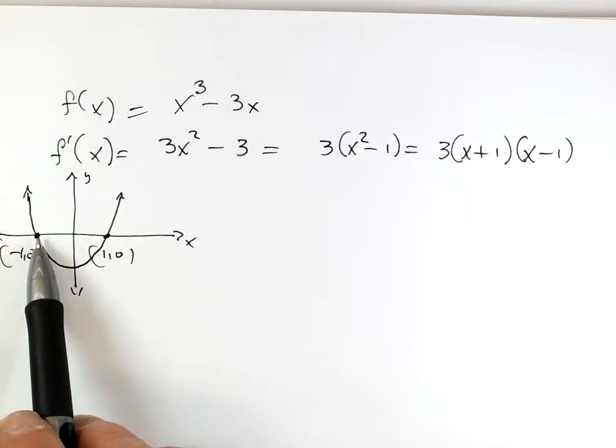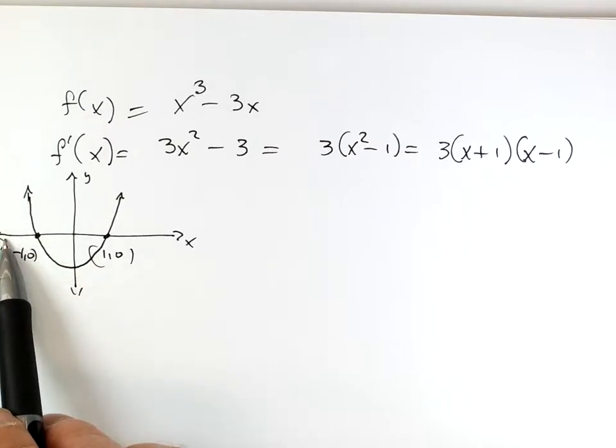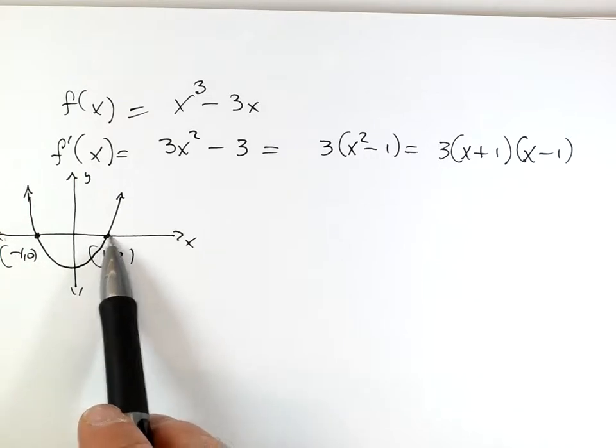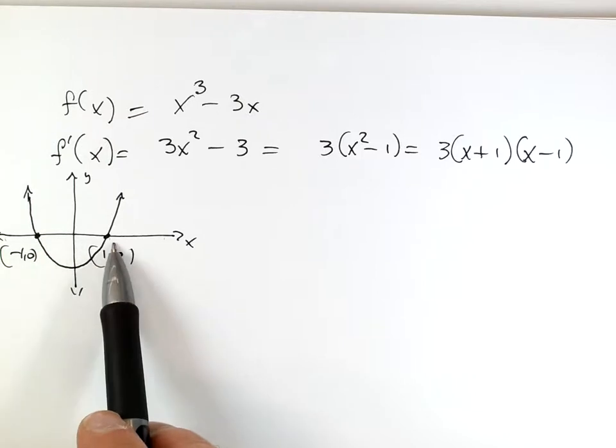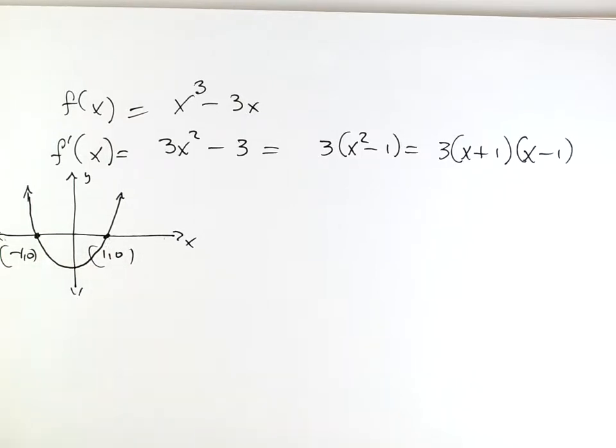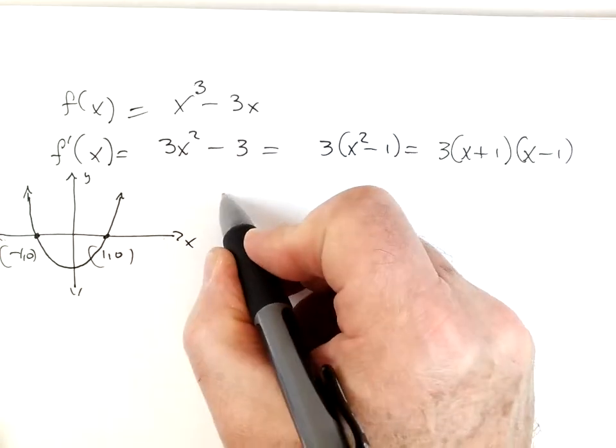That first derivative is positive when x is less than -1. It's positive when x is greater than 1. That first derivative is equal to 0 at -1 and 1, and it's negative between -1 and 1. Just by looking at the graph, you know everything you need to know about that first derivative. Well, we're going to have to do the second derivative too. Let's do that as well.